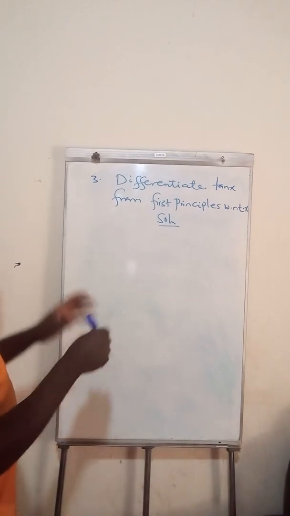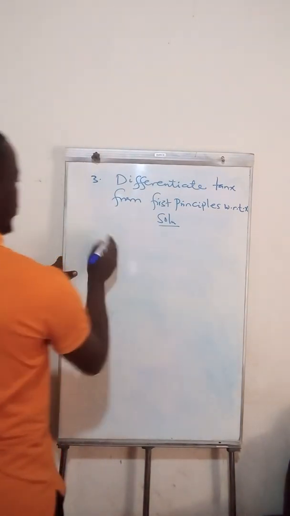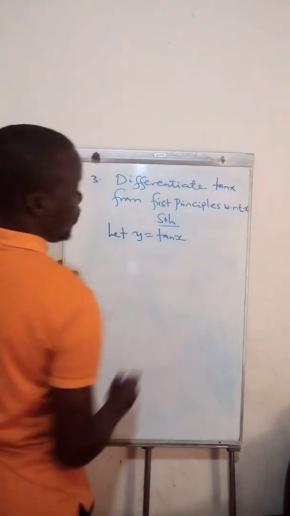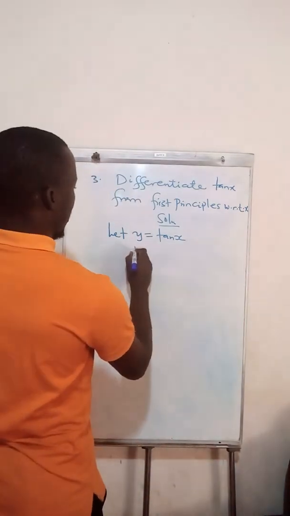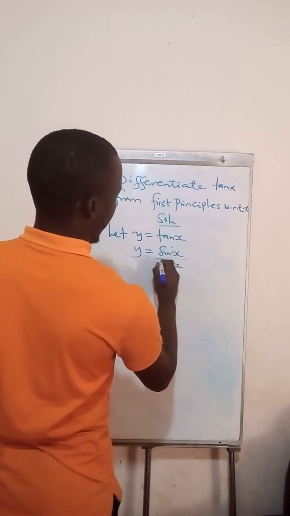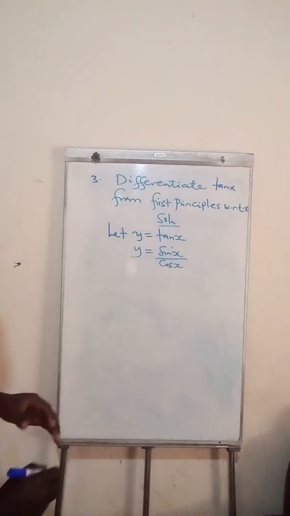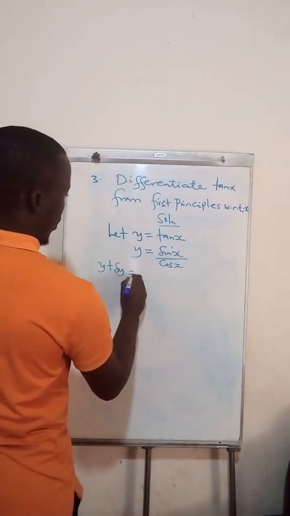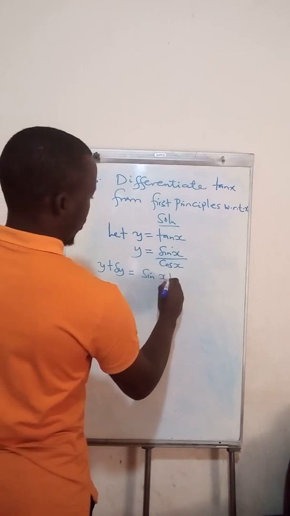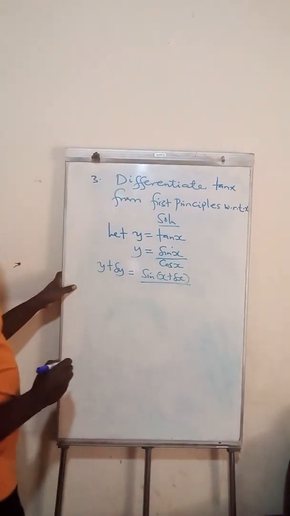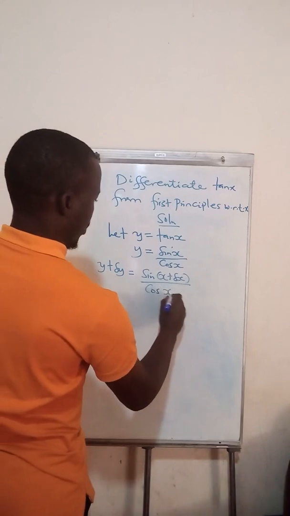So what shall we do? We shall again follow the same principle. So we shall begin by saying let y equal to tan x. But remember, tan x is as good as sine x out of cos x. So we shall express it in that form so that we have sine of x divided by cosine of x. That is going to be the first step. The next step is now taking a small change on y. So I will have y plus delta y giving us sine of (x plus delta x), all this divided by cos of (x plus delta x) also.